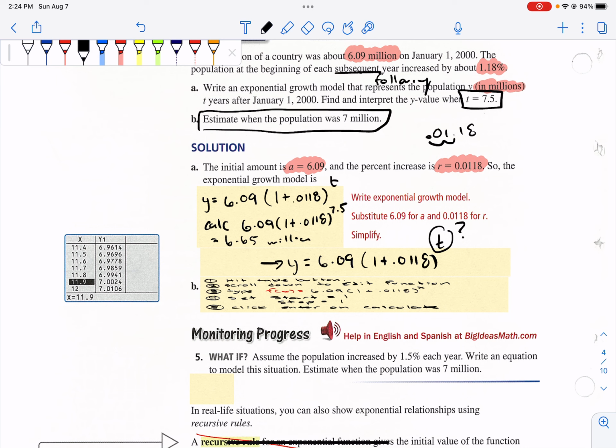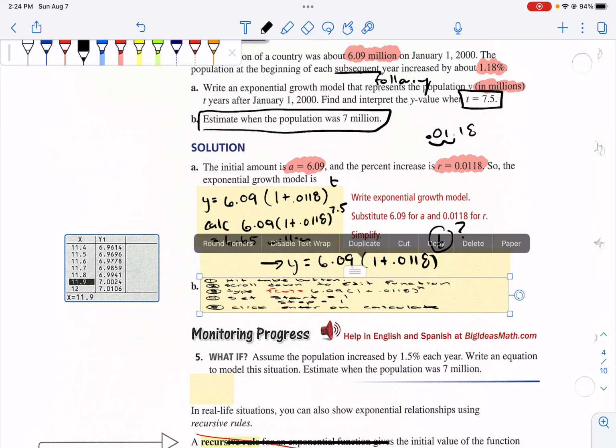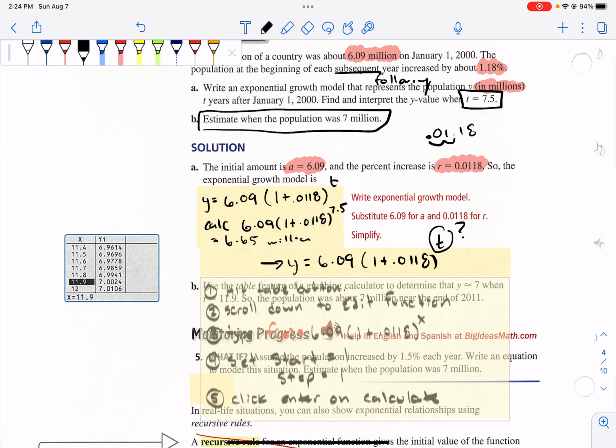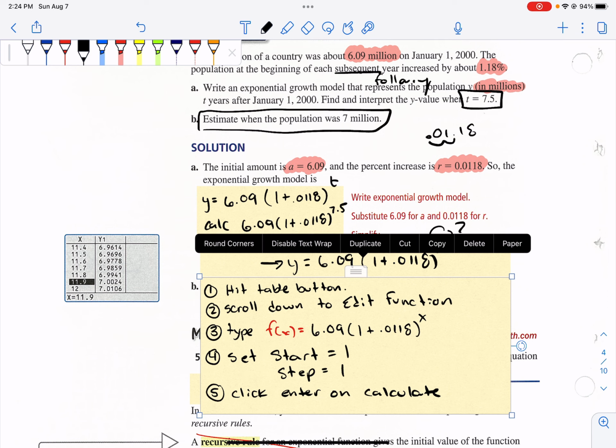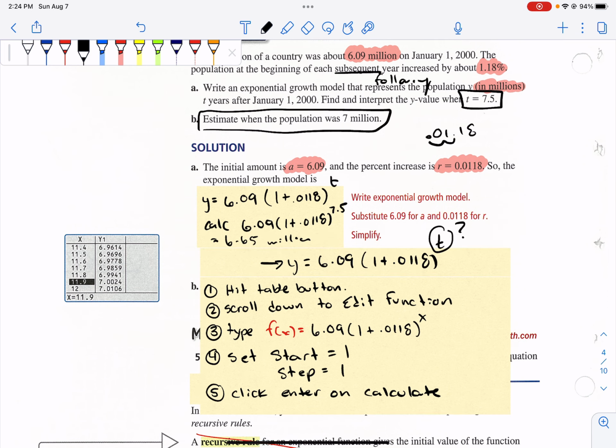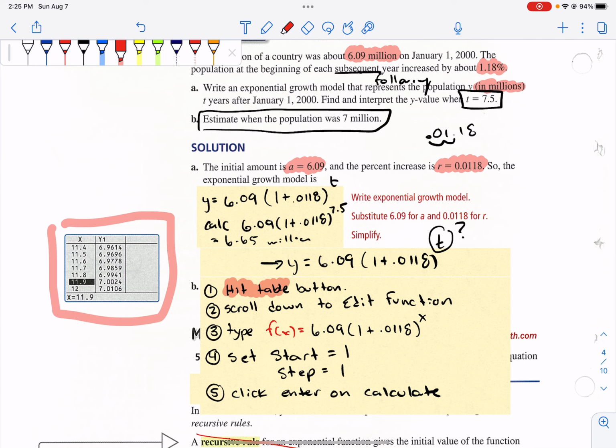And here's how you do it on the calculator, because that's not something you know how to do without a calculator yet, okay? But the little calculators that you have here in class will do this for you. What you're going to do is just like they did here in the book, you're going to make a table. But on these calculators, you need to know how to make a table. So step 1, hit the table button. Ta-da! Weird. You make a table by hitting the table button. Step 2, you're going to scroll down to where it says edit function, and you're going to hit enter.